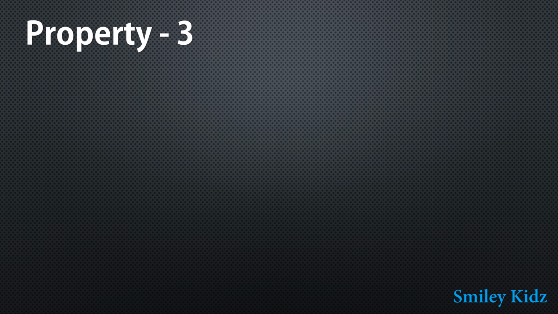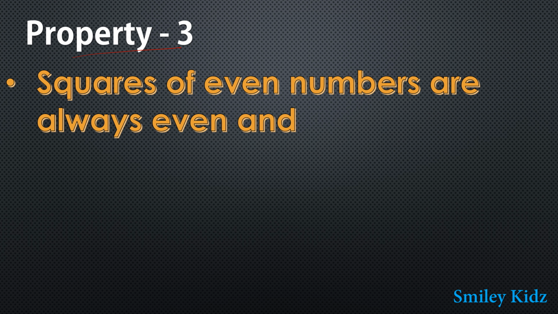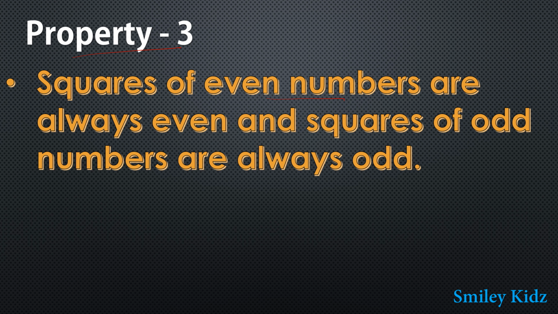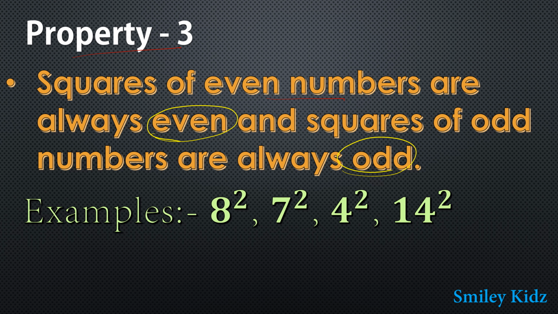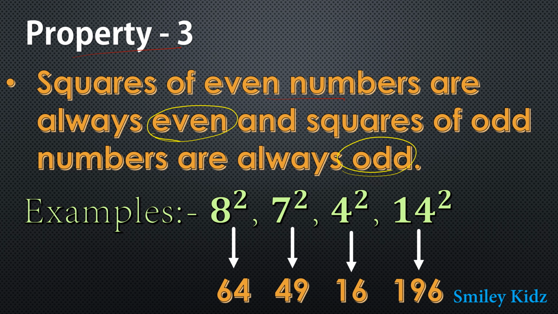Now let's go to property number 3. Squares of even numbers are always even and squares of odd numbers are always odd. Let's check it. 8 square, 7 square, 4 square, 14 square. Here 8 is an even number. Its square, which is 64, is also even.